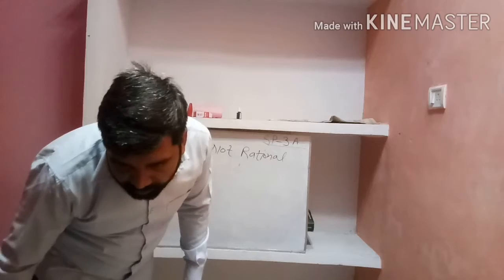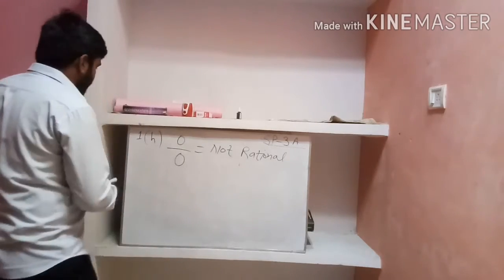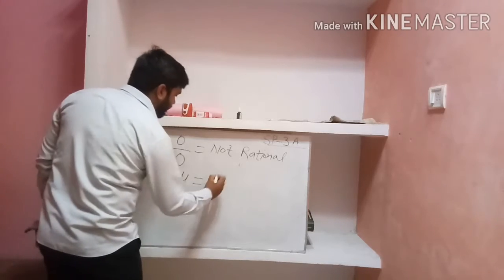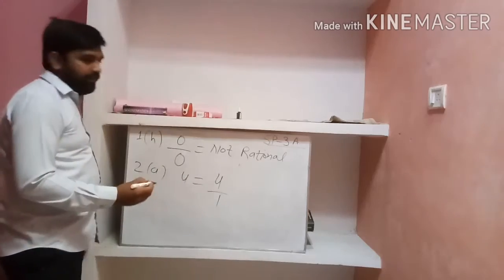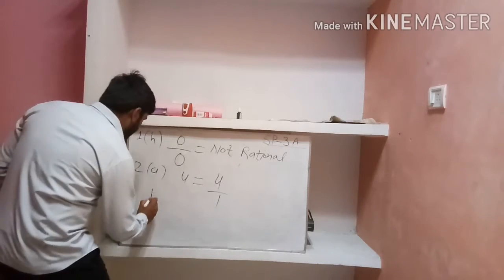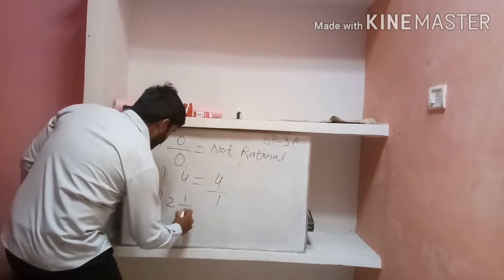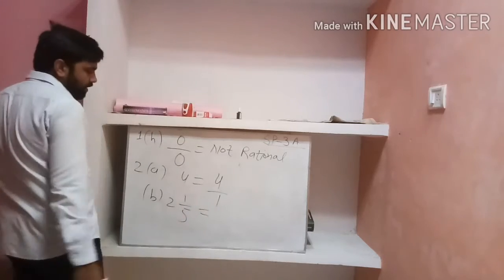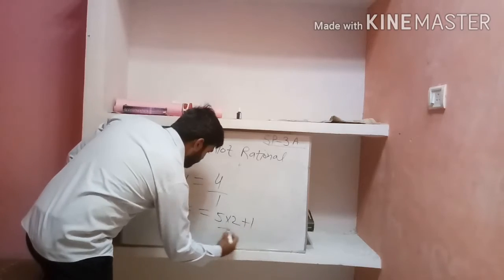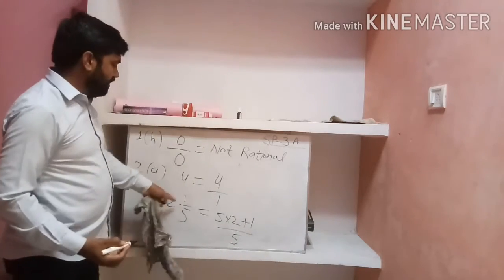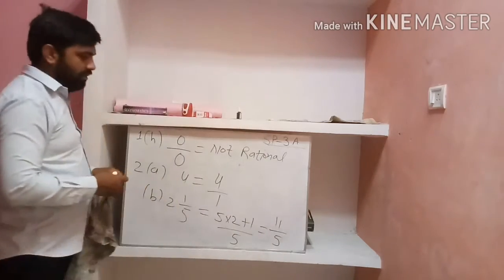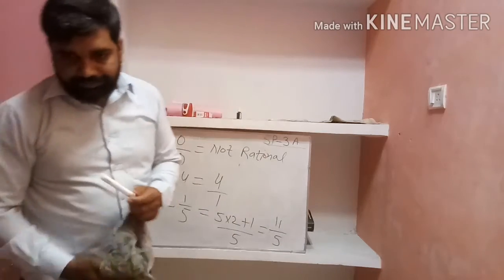Question 2: express the following in the form of p by q. 2a is 4. What do we write? 4 by 1. Next, 2b is 2 1 by 5. How can you express it in the form of p by q? Convert it into an improper fraction: 5 times 2 plus 1 upon 5, that is 10 plus 1, 11 by 5. You got the answer 11 by 5. This is the form of p by q, the rational form.